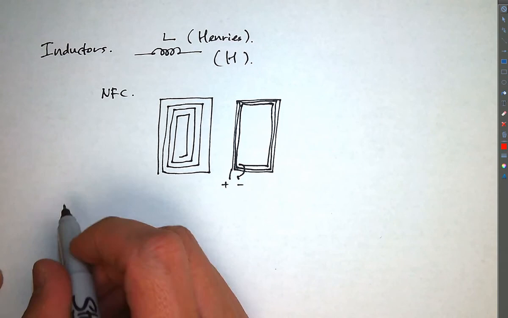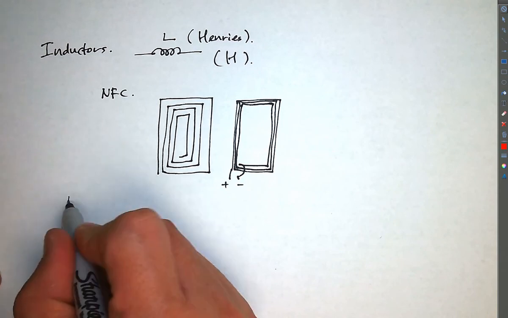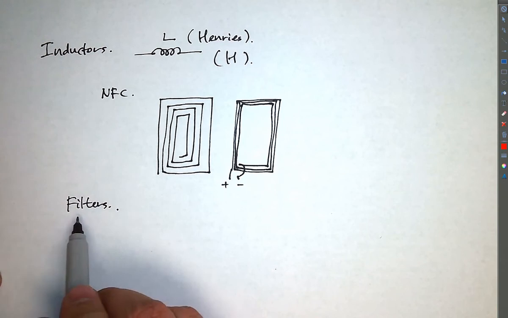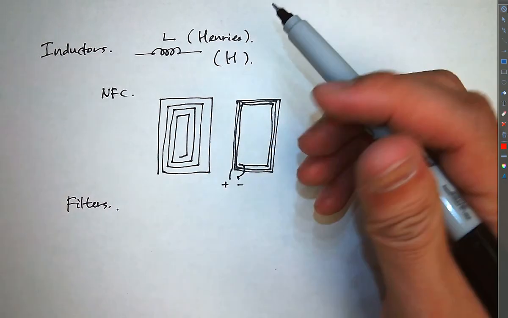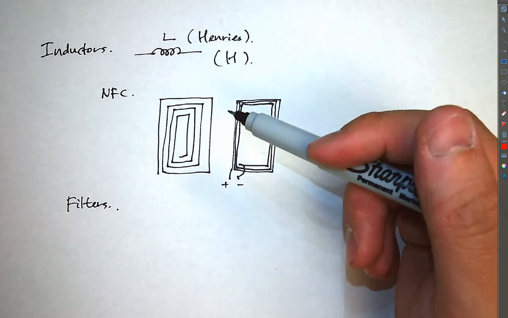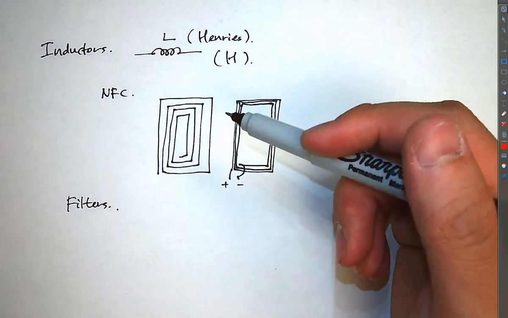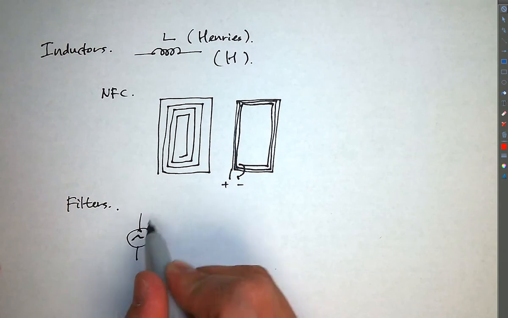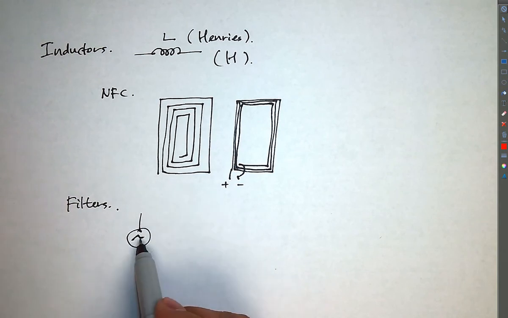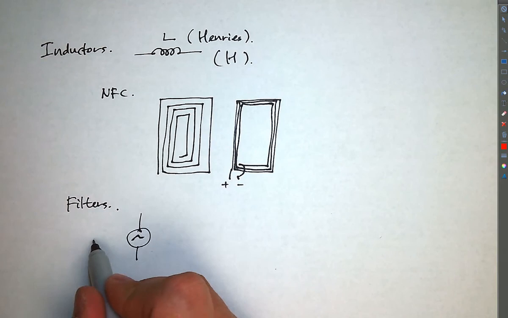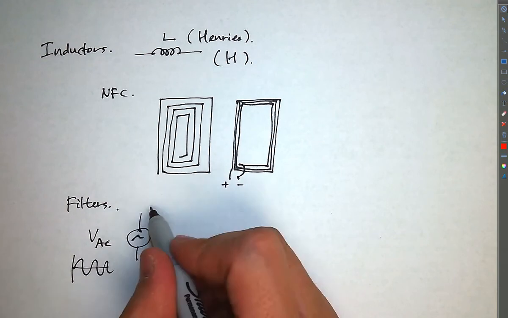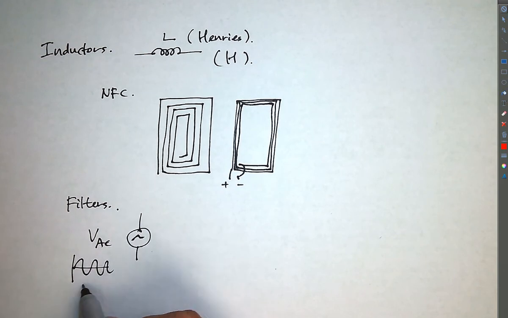Inductors are used to create filters. A filter is an electrical device or application which filters through certain frequencies. So you can have a source here. Remember, a squiggly line like this is an AC voltage. The voltage and the current will oscillate like this, meaning basically that this has a frequency.